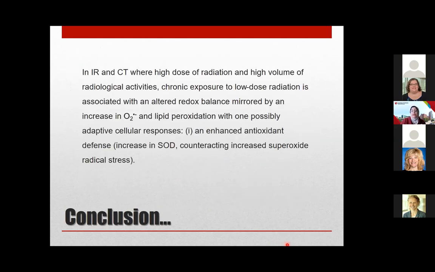So in this phase 1, what we can conclude is that radiation exposure within limits recommended by the ICRP can result in an altered redox balance, which is evidenced by an increase in the superoxide level as well as an increase in lipid peroxidation, and also accompanied by an enhanced level of SOD as an adaptive cellular response.